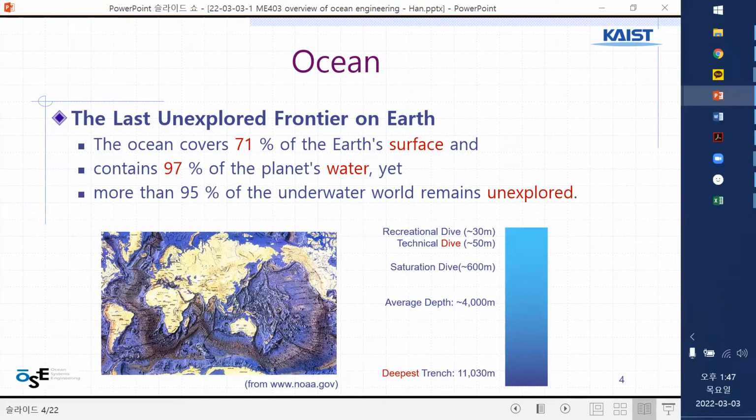And then also depths: recreational divers go only up to about 30 meters. Technical divers are limited by the human body. And saturation diving uses special devices, and you can go much deeper. Then there are the average depth of the ocean and the deepest trench.